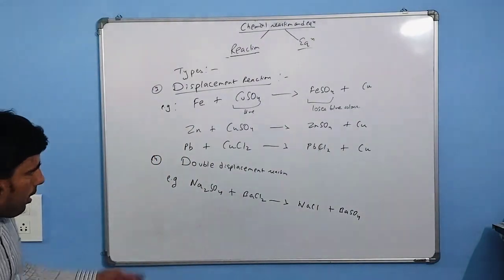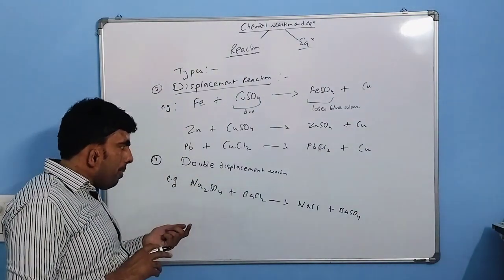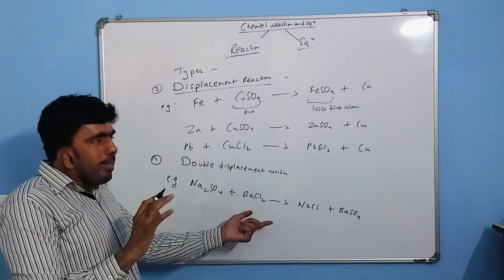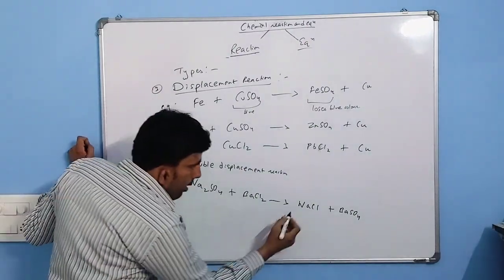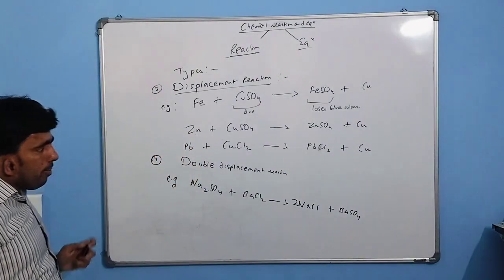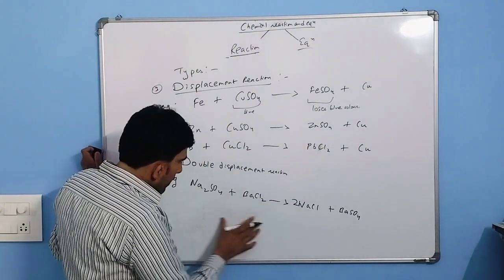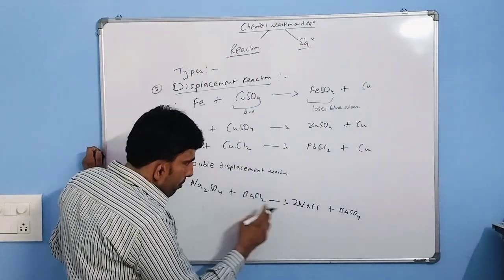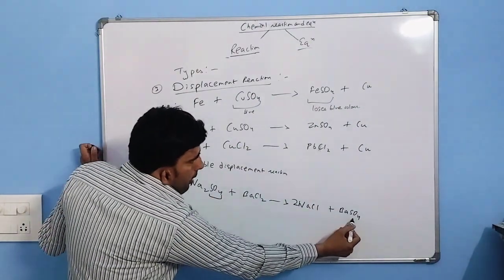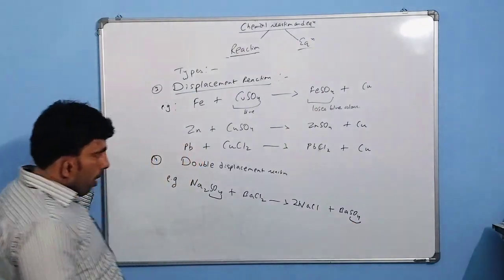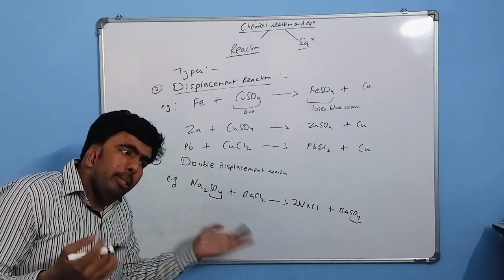Now we need to balance it also. So the first step is to write the reaction, then we need to balance it. How? Sodium we have two. Now we have balanced both. Barium we have single, chlorine we have two, and sulfate is single, here also single. So now you can say that I have written the balanced chemical equation.